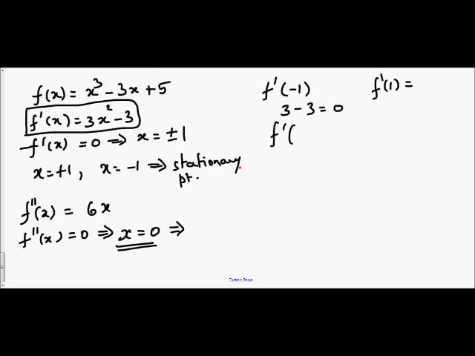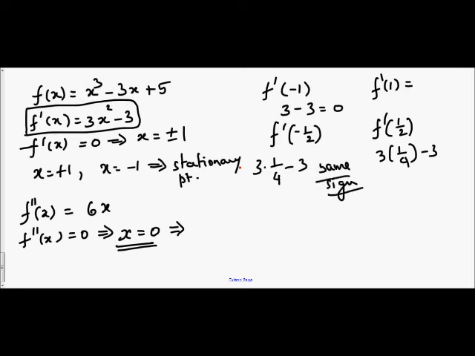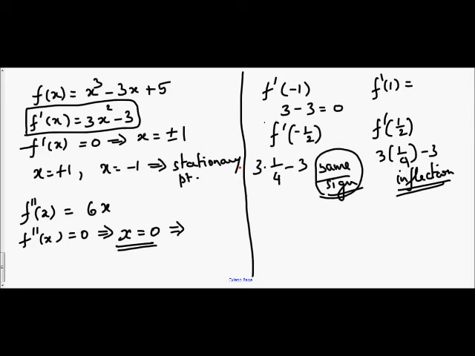Let's use, say, for example, negative half. We need to have some number before and after 0, as close as possible. What about this? 3 times 1 over 4 minus 3, and this is 3 times 1 over 4 minus 3. What we want to know here is they have the same sign, same value, in fact, right? So they have the same value, therefore it has to be a point of inflection, because for a point which is maximum or minimum, there should have been a change in sign. Since there is no change in sign, we have the point of inflection for x is equal to 0.